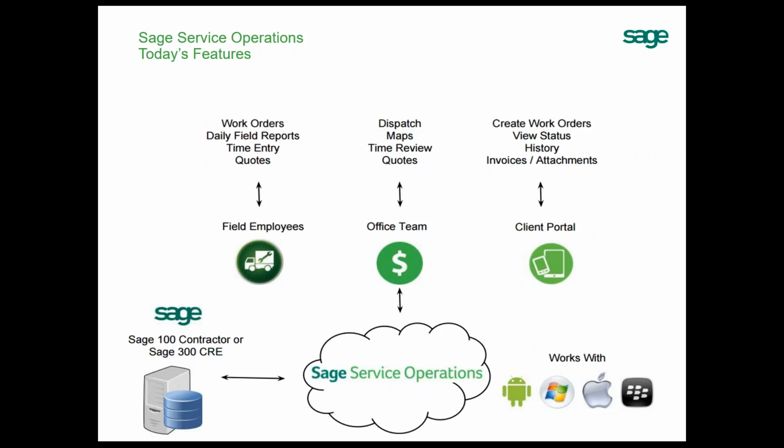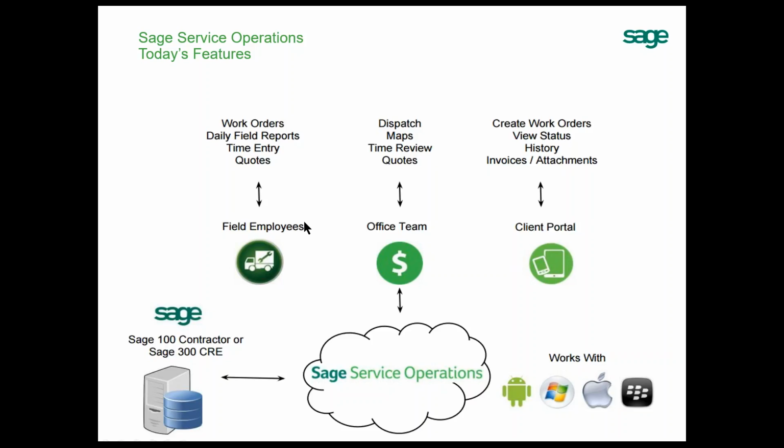I'm also going to be focusing on some of the office features available in Sage Service Operations from an operations standpoint that extend the existing functionality in the core accounting product. We'll go over some of our dispatch functionality, the maps, touch on time review, and maybe some quotes. We won't go into too much detail today, but we also have a client portal. If you have customers, like let's say McDonald's, who wanted to log in and generate their own work orders, we have a very light customer portal that they can utilize to self-perform some activities.